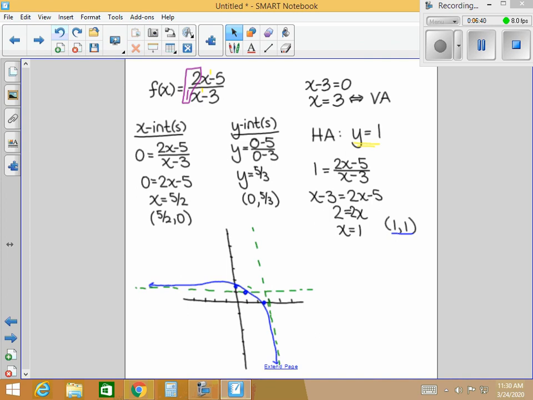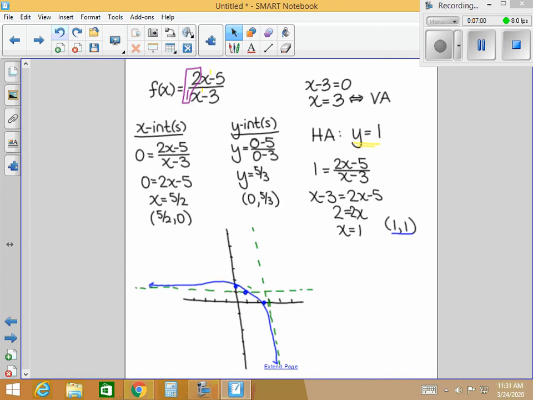So not a beautiful picture, which means I will accept your pictures if they're not beautiful, but they need to have the points plotted in the right places, and you need to have the right general indication of understanding what it does with the asymptotes.